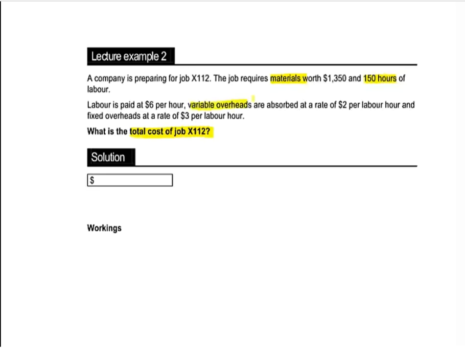We also have variable overheads of $2 for every labour hour, and we've got some fixed overheads as well to consider. And because we're asked for the total cost, we are going to include those fixed overheads. So that's probably the first decision you'll find yourself considering in the exam. Should I include the fixed overheads? Well, as we're looking for the total cost, the answer is yes. If it had been the prime cost, then we wouldn't have included the overheads.